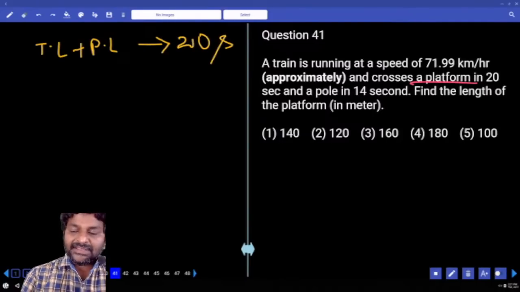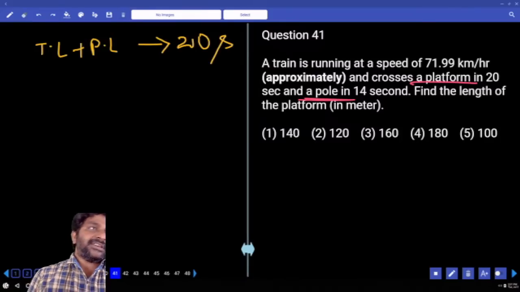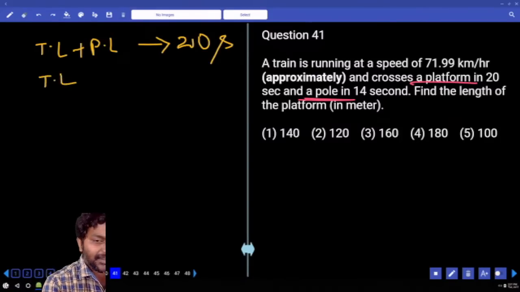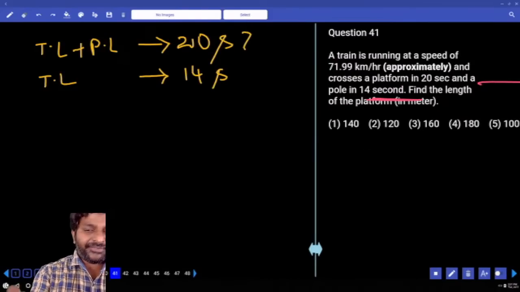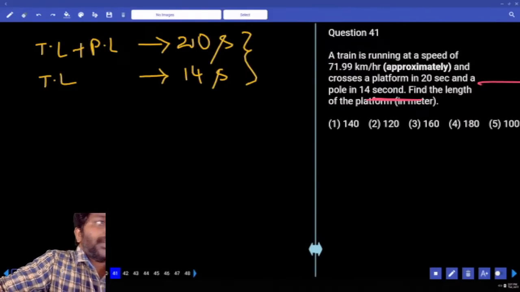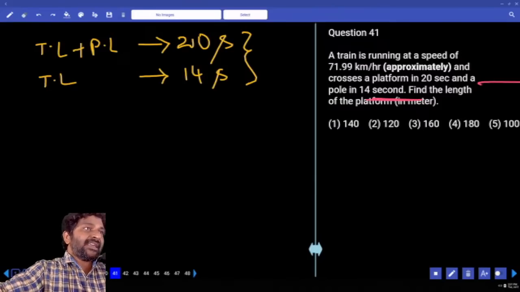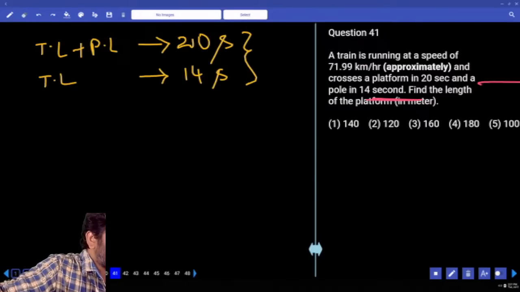Second case, what is it crossing? If it crosses a pole, it covers only the train length. How much time is it taking? 14. What is the time difference here? In first case, it is taking 6 seconds extra.